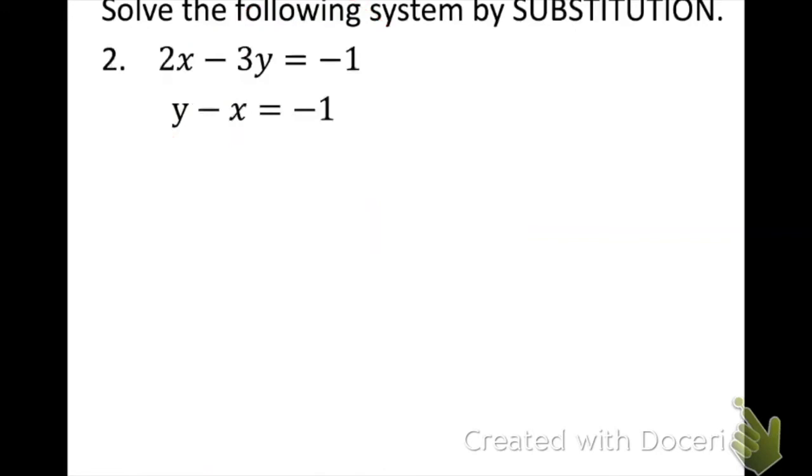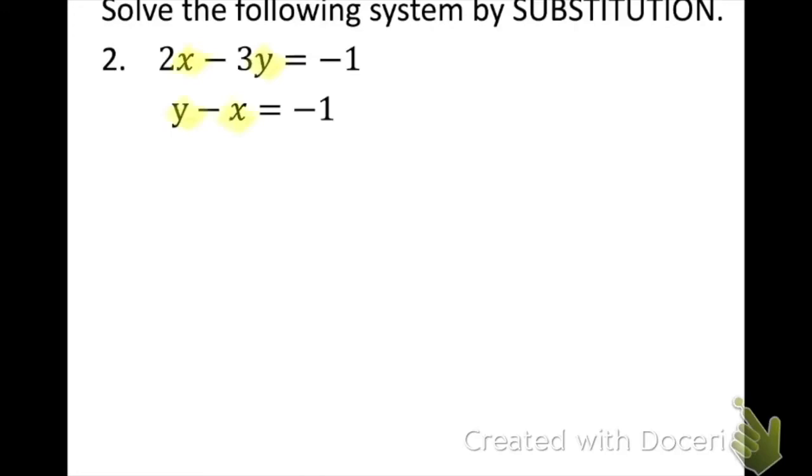Problem 2 says solve the following system by substitution. So recall back, the first step is to solve for a variable, which we don't already have done here. We don't have anywhere that has just x equals or y equals. So we can pick one of any of these 4.